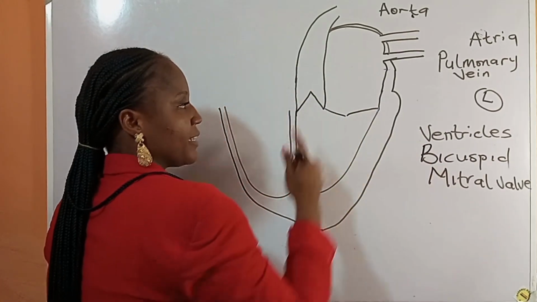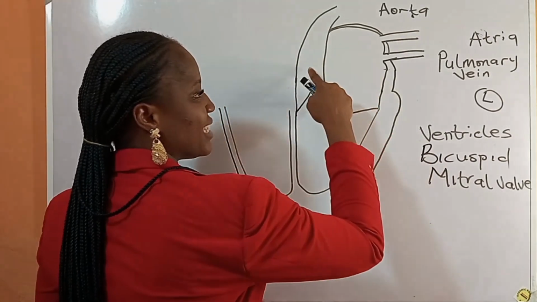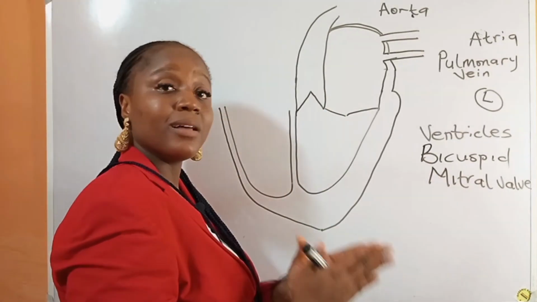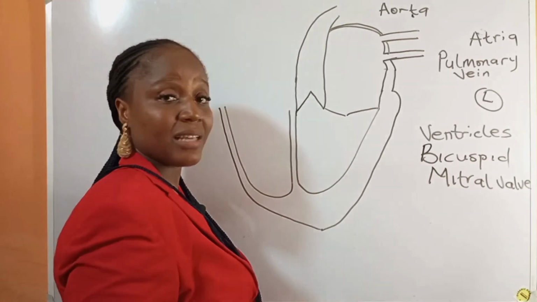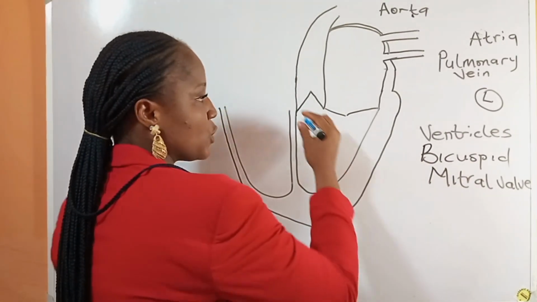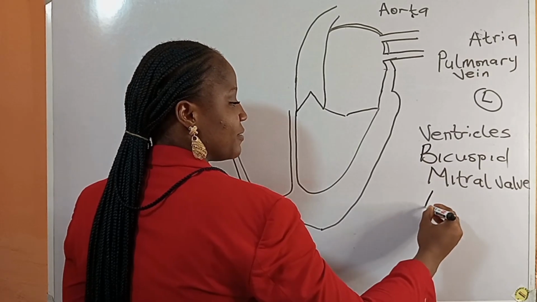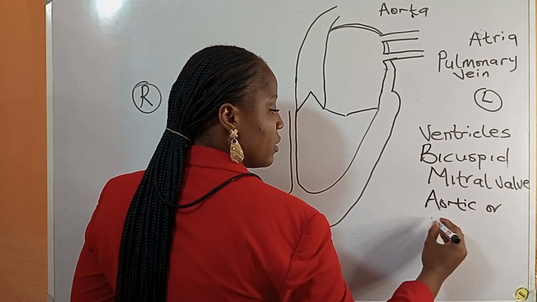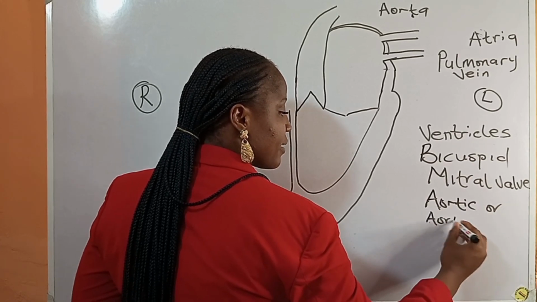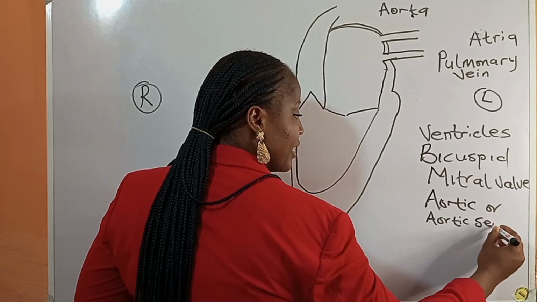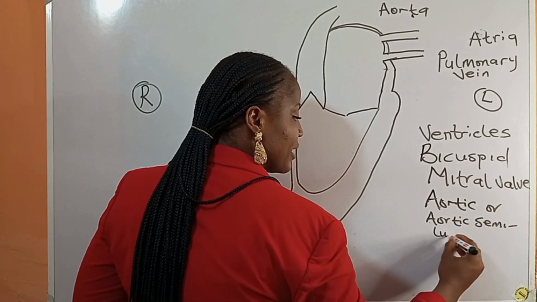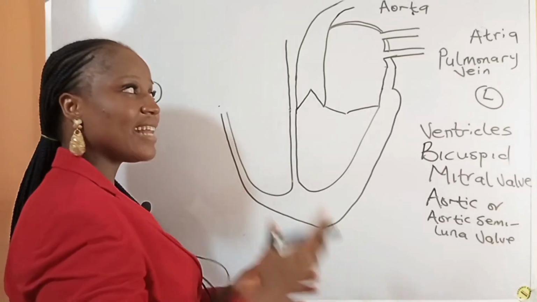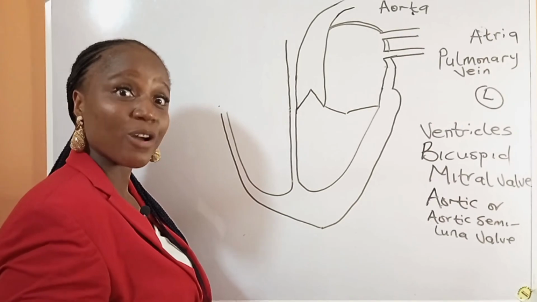Then this other valve pointing upwards, which is guarding the aorta, is known as the aortic valve or the aortic semilunar valve because it looks like a half moon. So we have the aortic semilunar valve.